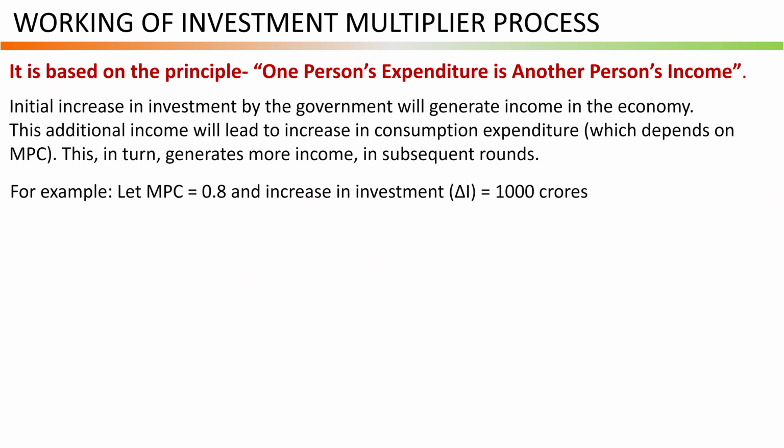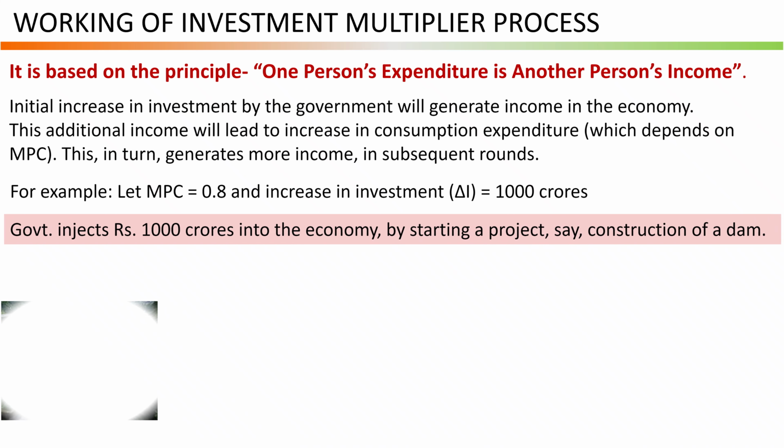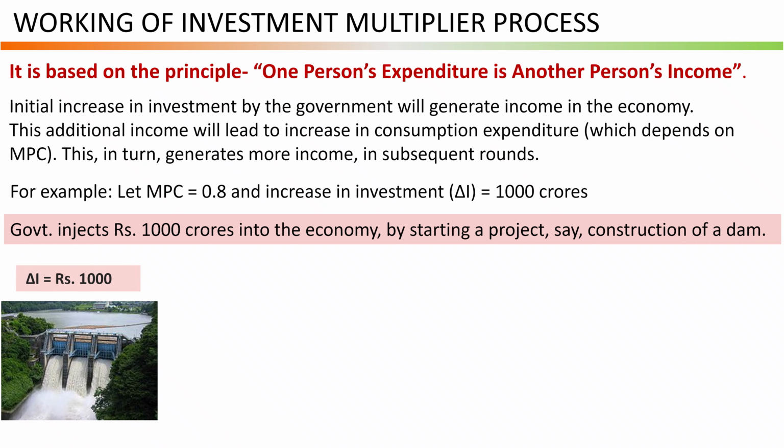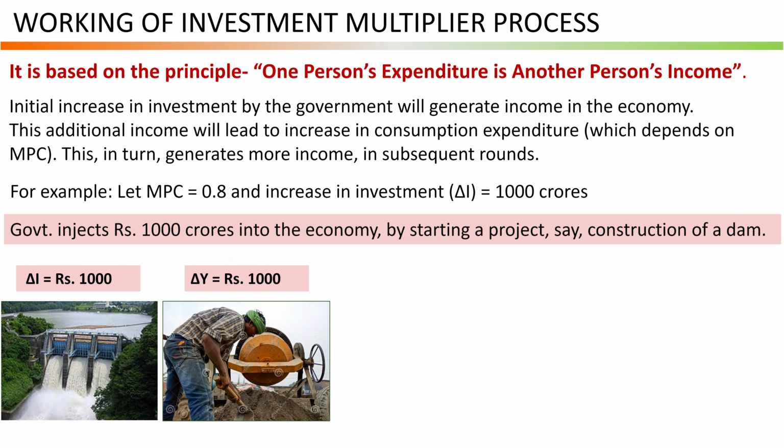Let's further assume that initial investment delta I is rupees 1000 crores, which the government injects in the economy for the purpose of constructing a dam. In the first round, delta I and delta Y will be equal, that is rupees 1000 crores, because the initial investment by the government becomes income for the people who will spend some part of it on buying goods and services and save the rest.